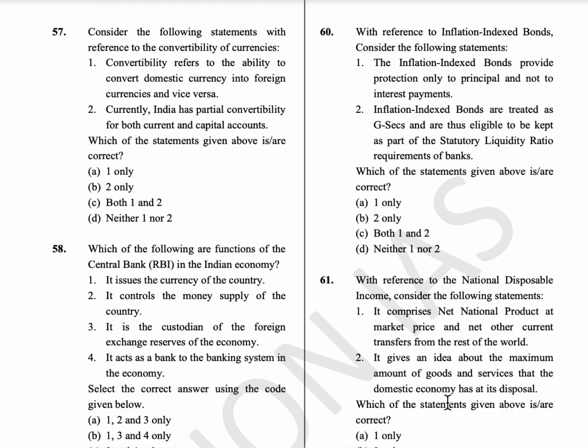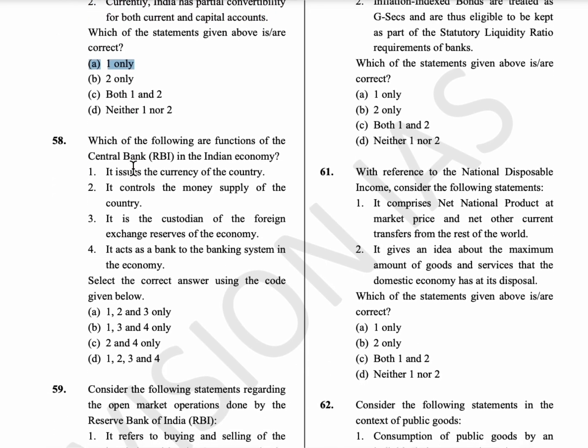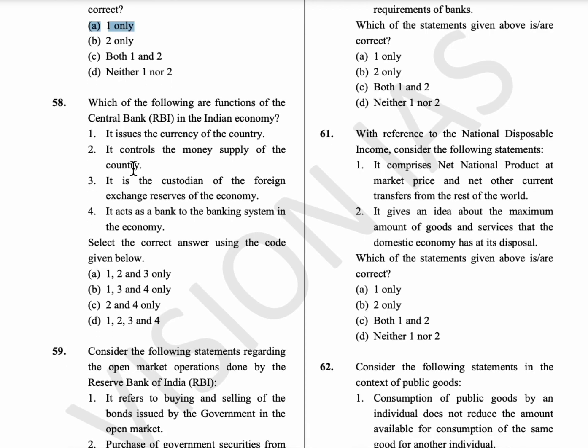So now we have to know about the current account and the capital account. The current account means all the money transactions between countries. Okay, so it is fully convertible for current account. Coming to the capital account is the money put on the investments and loans. So it is only partial. Okay, so for current account it is fully convertible, and for capital account it is partially convertible. So second statement is wrong. Okay, so only option A.